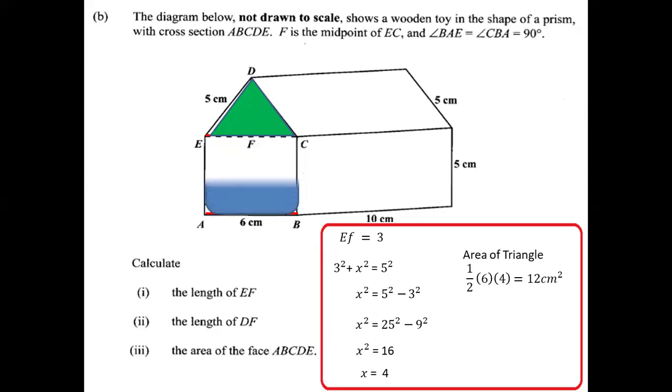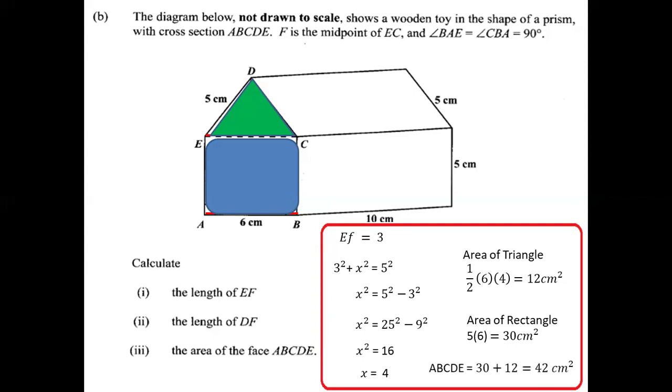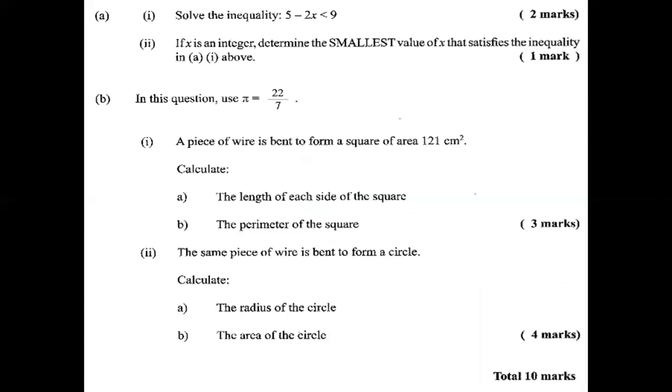And then what we want to find out is the area for our rectangle here. It's length times width. Now we're seeing the length at the bottom to be 6, but where is the 5? The 5 is actually at the other end of the solid, which is the same height. So it's 6 times 5 will give us 30 centimeters squared. So the area for that full face, A, B, C, D, E, will be 12 plus the 30, 42 centimeters squared. That completes this question.